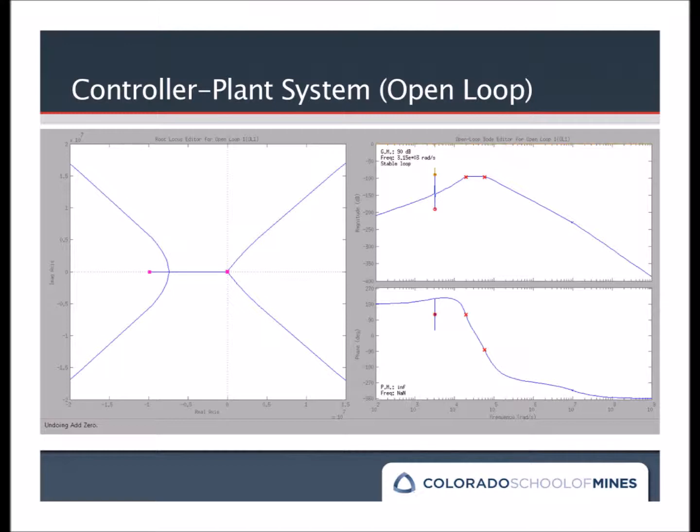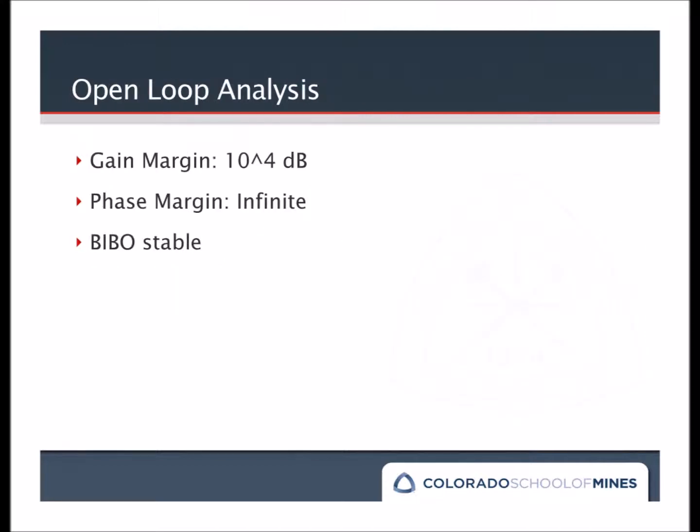By looking at the magnitude plot, we can see that it never crosses over 0 dB, meaning that we don't have a crossover frequency. This gives us an infinite phase margin. As mentioned before, the gain margin was 140 dB and the phase margin was infinite. Finally, the plant is bounded input, bounded output stable. Now Jordan will continue the analysis of the system.